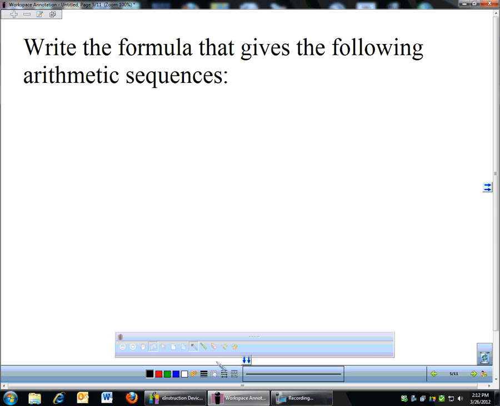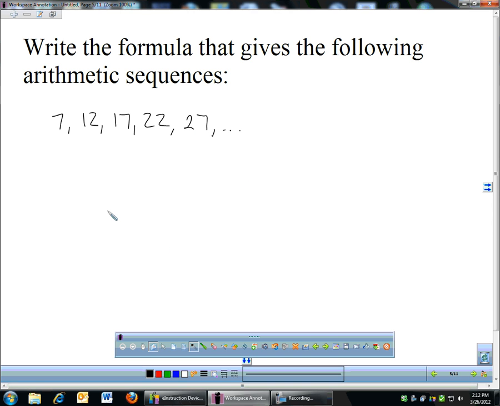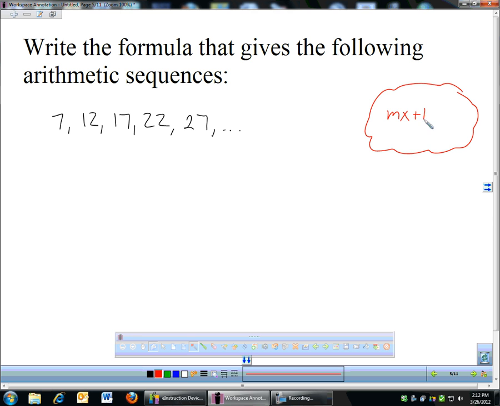Write the formula that gives the following arithmetic sequence. I'll just make one up real quick. Let's say I had the arithmetic sequence 7, 12, 17, 22, 27, and so on. It doesn't end, it goes forever. I know that it's going to resemble slope-intercept form mx plus b, or if we're doing an arithmetic sequence, instead of x, we'll do slope times n, where your slope is the same thing as the common difference.